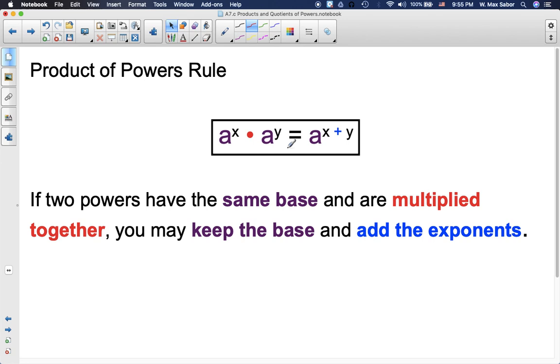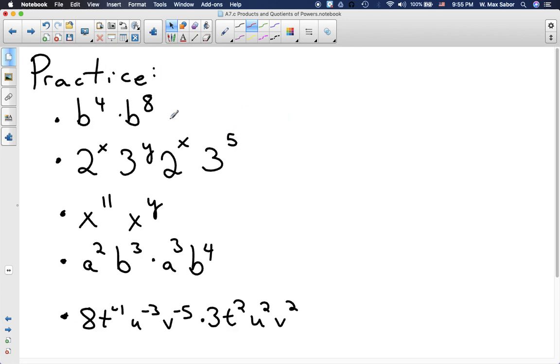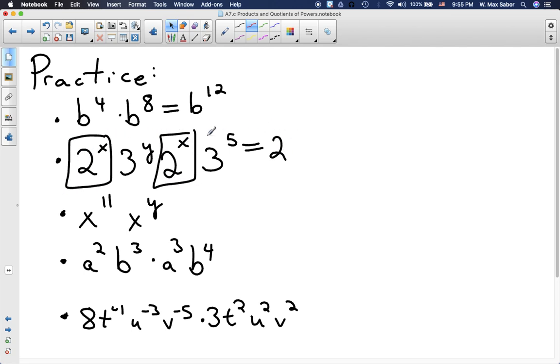So the rule that we are learning is if two powers have the same base and are multiplied together, you can keep the base the same and add the exponents. So here, these are the same base multiplied, so you can add the exponents and get b to the 12th. Here, these are the same base, so we can add those exponents. x plus x is 2x. These are the same base. Add the exponents. y plus 5.